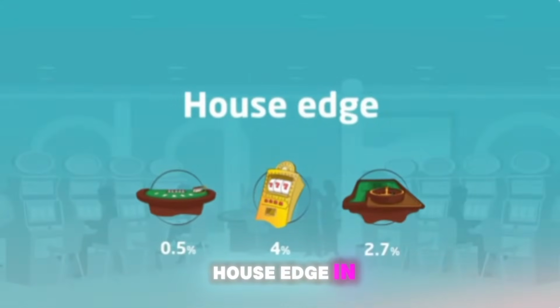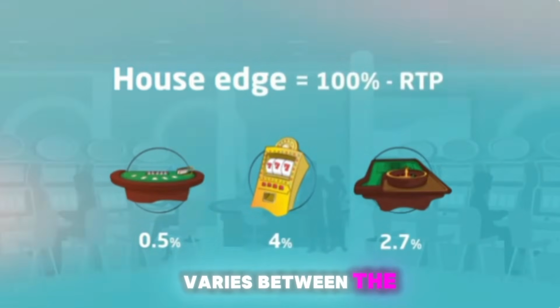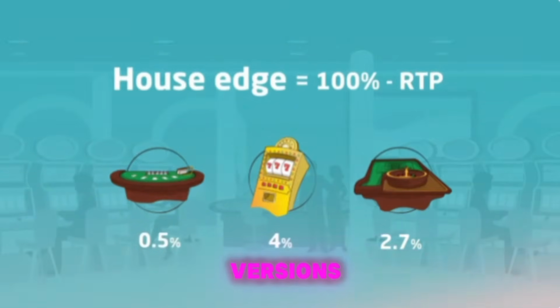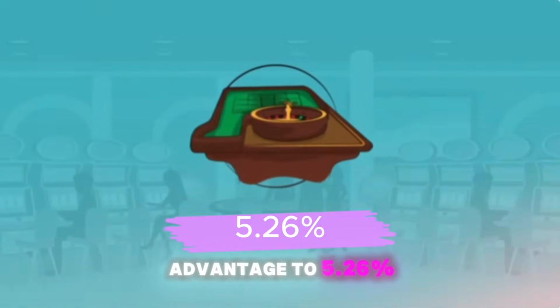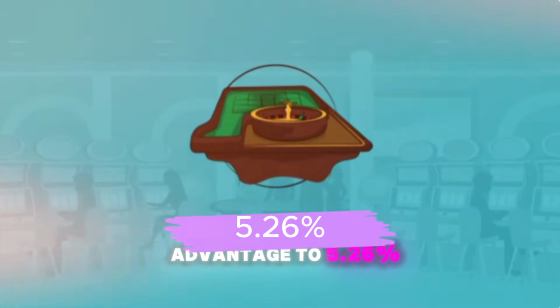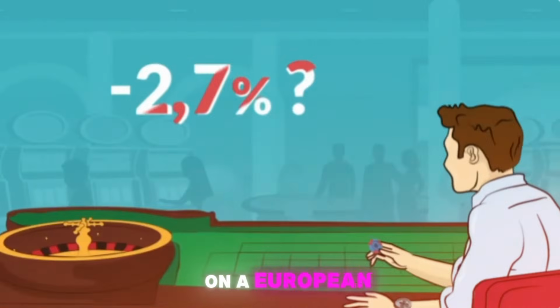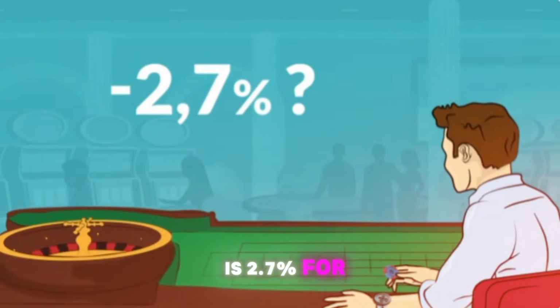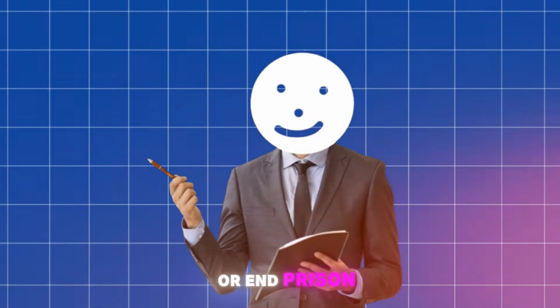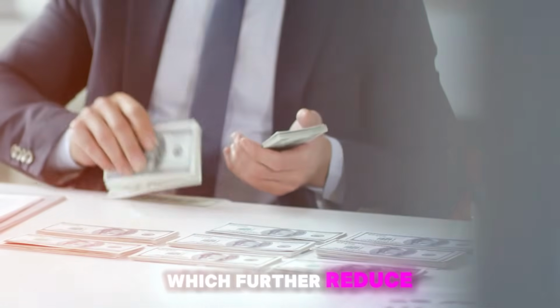House edge. In roulette, the house edge varies between the American and European versions. The additional 0 on the American wheel increases the casino's advantage to 5.26% for most bets. On a European single 0 wheel, the house edge is 2.7%. For even better odds, look for tables with special surrender or en prison rules, which further reduce the house edge on even money bets.